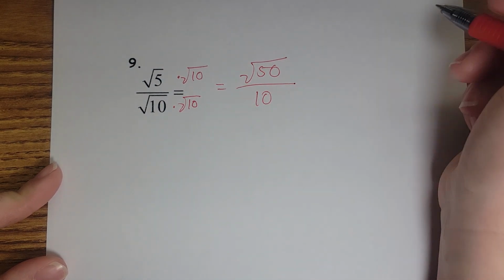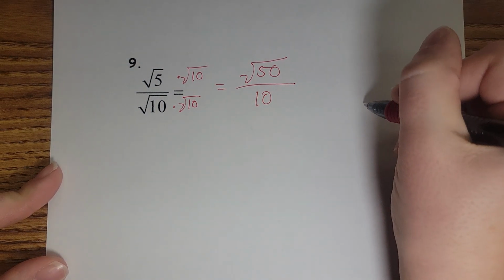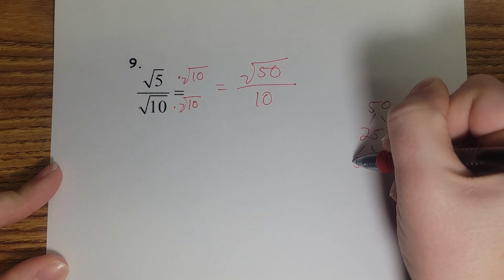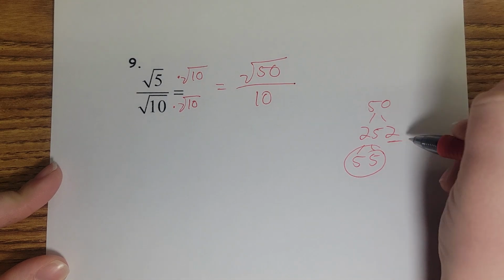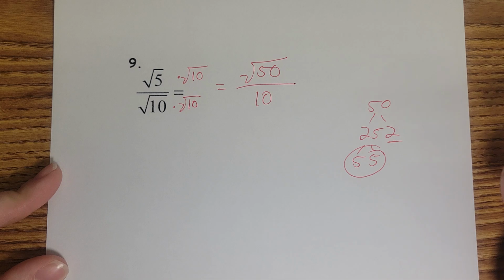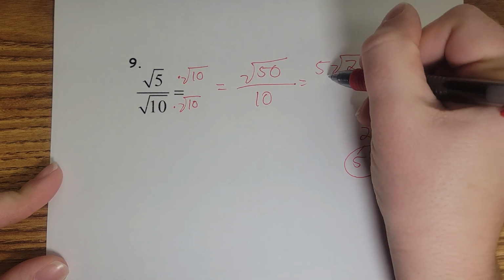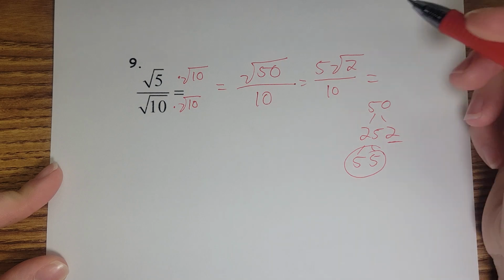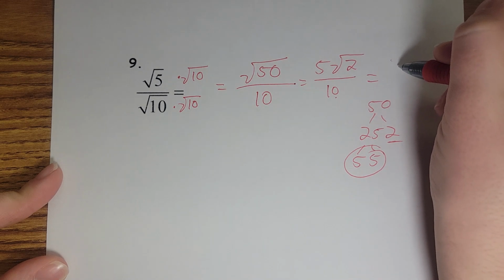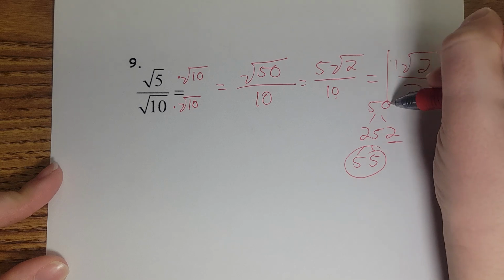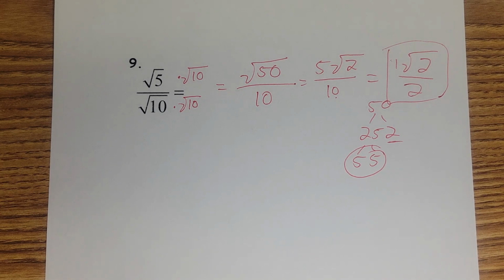And then I could factor out the 50, right? Because that's a 25 and a 2. A 25 is a 5 and a 5. So I have a pair of 5s and a lonely 2. So that gives me 5 radical 2 on top over 10. 5 over 10 is 1 over 2, 1 radical 2 over 2, and that would be my final answer. That wasn't the only way I could do this.